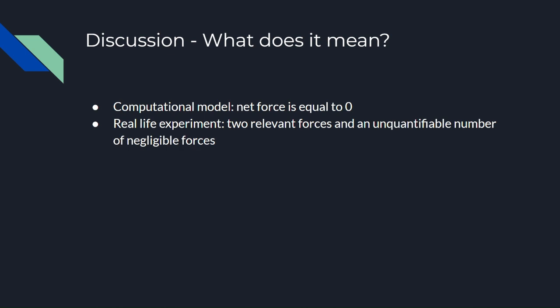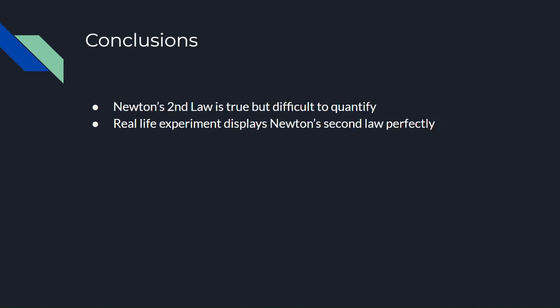At the same time, every object in the universe is exerting a gravitational force on the soccer ball as it moves. And this force is very, very small and is negligible, but it is something to consider when you're thinking about a system that has the net force equal to 0 with constant velocity. In conclusion, this experiment upholds Newton's second law. If there is a net force acting on a system, the system will experience a change in velocity. But if there is no net force, the system will undergo constant velocity.